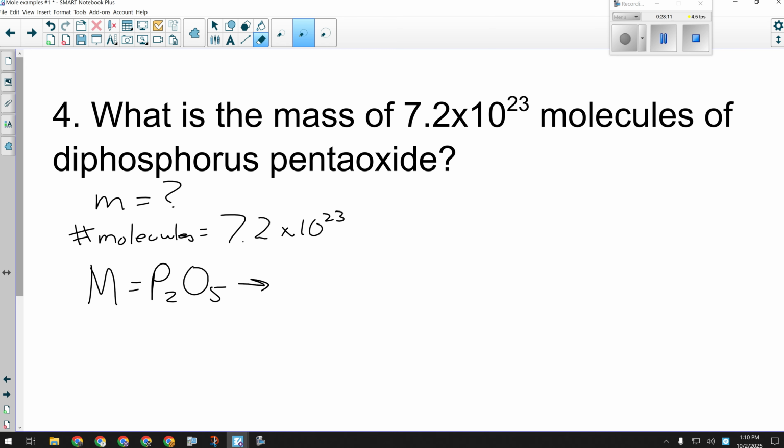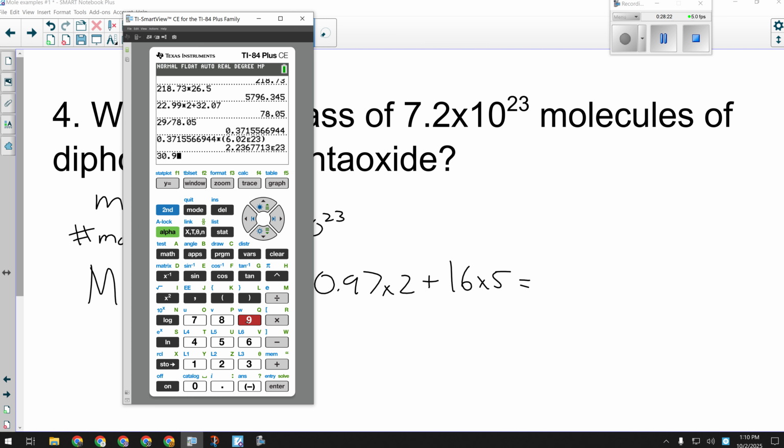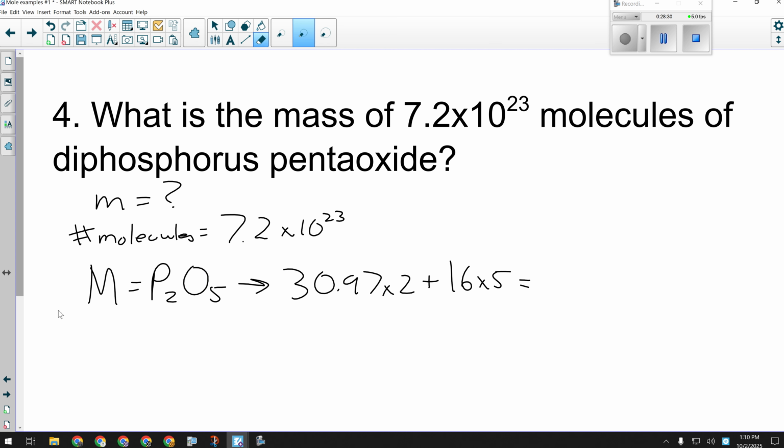So I can calculate the molar mass. So that'll be 30.97 times 2 plus 16 times 5. Okay, so we're looking at 141.94 grams per mole. Okay. If I'm going to calculate little m, then I need to have n. Would you agree? Okay. How can I get n with the information that I have?